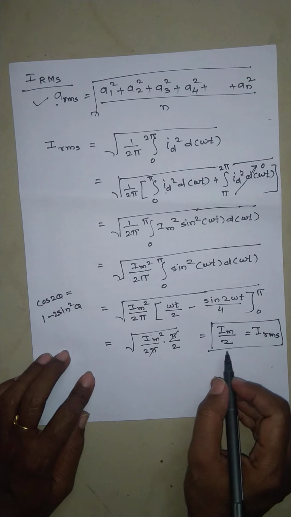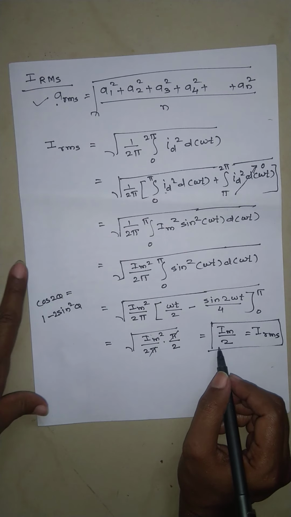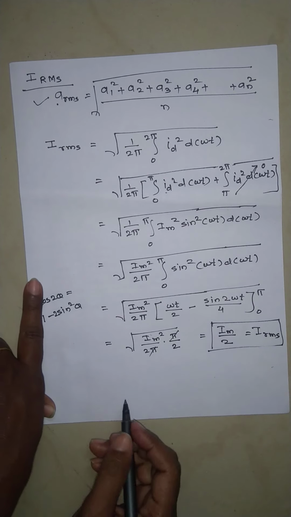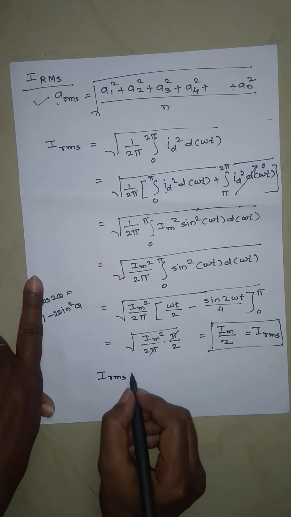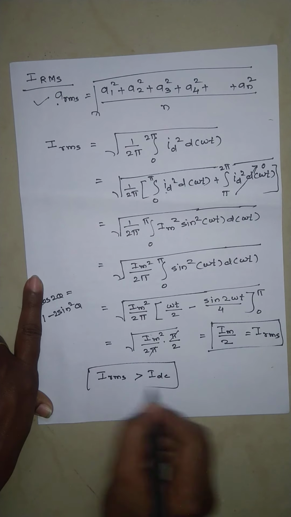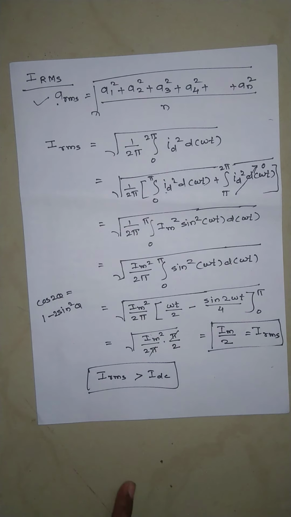IRMS is equal to half the maximum peak current, whereas IDC, the DC current, is equal to Im by pi, that is Im by 3.14. So we will say that the value of IRMS is greater than the value of IDC. The RMS value of current is greater than the DC value of current. So this thing we must remember.